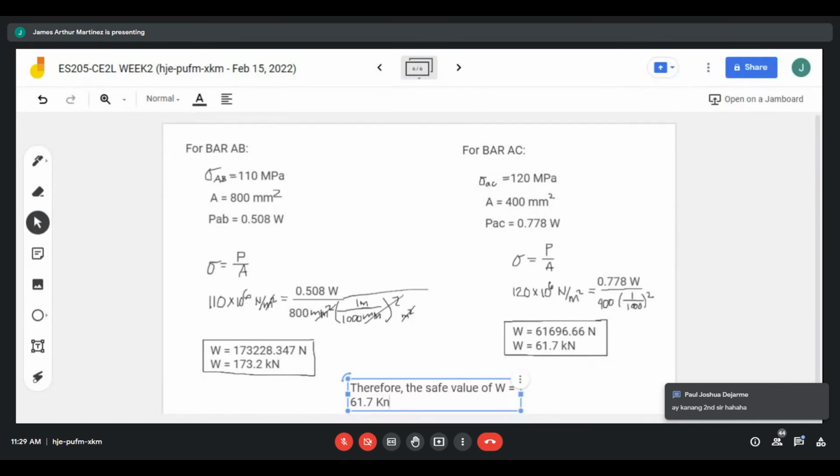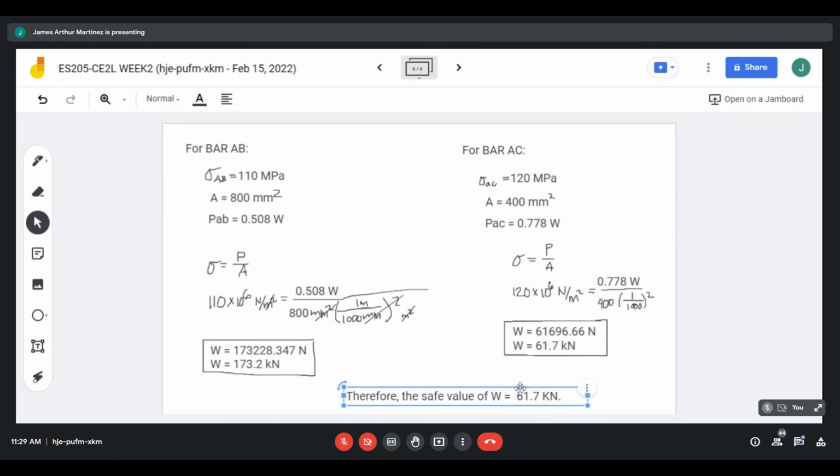1.7 kilonewton. So the idea, class, is that for bar AC, 61.7 kilonewton is its maximum capacity of weight that it can carry. And for bar AB, its maximum capacity of weight that it can carry is 173.2. So if we declare the safe value or maximum value of weight W to be 173.2, AC can no longer carry it.